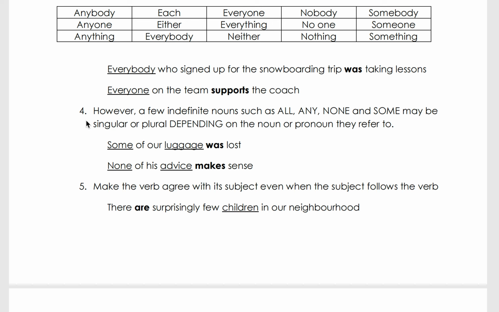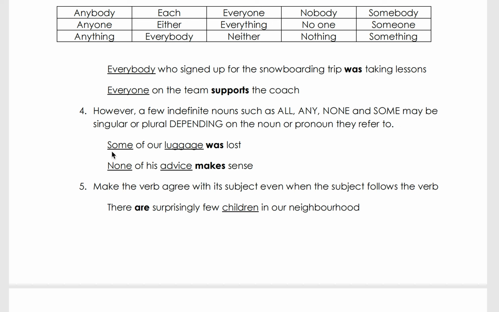So number 4, if you find all, any, none, and some, you may have a singular or plural verb depending on the noun or pronoun they refer to. Okay, let's look at what it means.